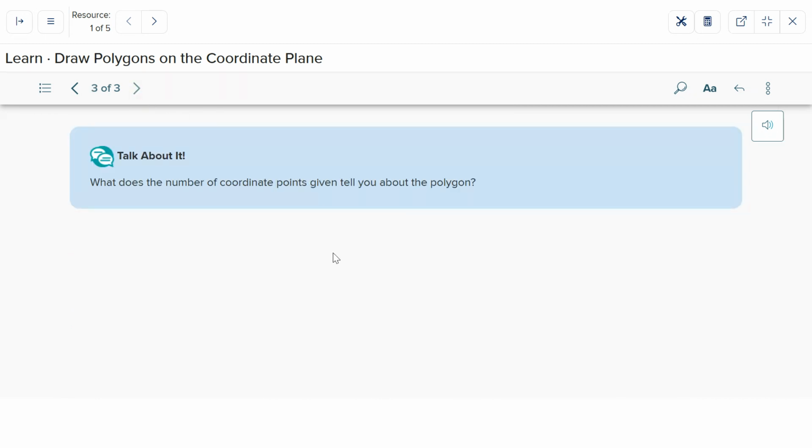All right, what does the number of coordinate points given tell you about the polygon? So it will tell you how many vertices it has or how many sides it has. So if they give you 3 coordinate points, that's going to be a triangle. If it gives you 4, there's a couple of options. It could be a parallelogram, it could be a rectangle, it could be a trapezoid. Could be a square. If they give you 5, then it'll be a 5-sided polygon, maybe a pentagon, and so on.